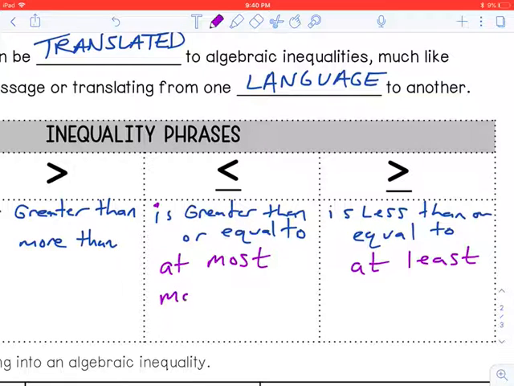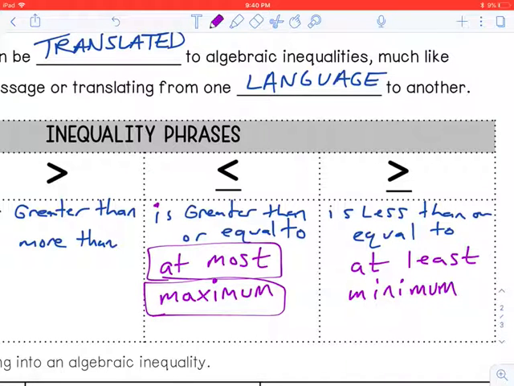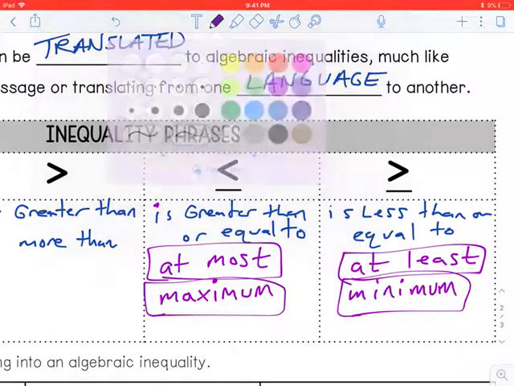And then if there's a maximum, it's got to be less than that number or equal to it. Or minimum. Okay, so those are some key words that you'll want to keep in mind when you're trying to translate these into algebraic expressions or inequalities.